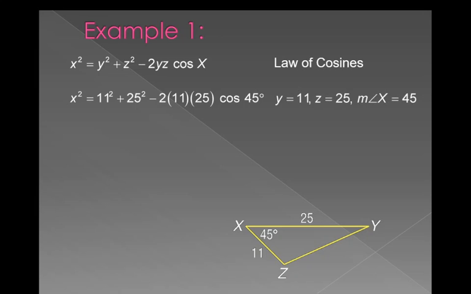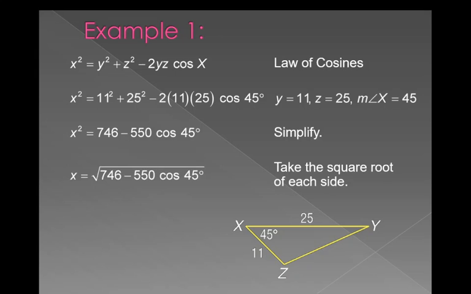Plug in what I know. So I plug in all the measurements. And then at this point, it's just a calculator problem. So you plug it in your calculator, then you take the square root because this is x squared. So you get x, and you find that x is approximately 18.9. So we always round to the 10th. Okay? That's it. This is the law of cosines. You see how easy that is?